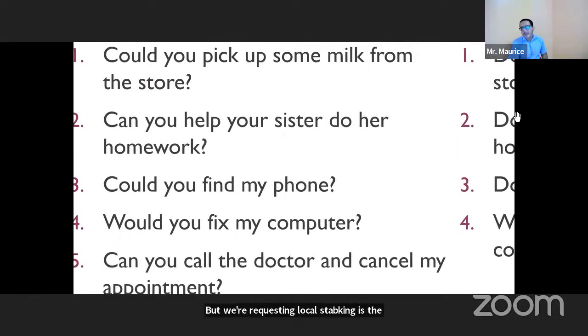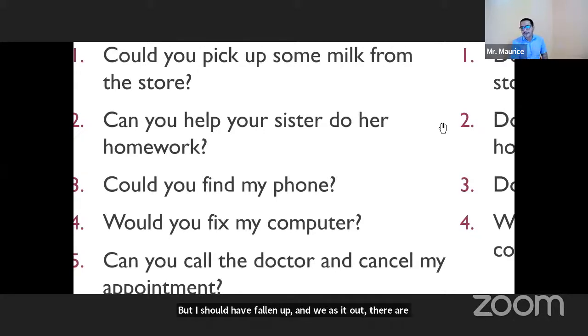Sí, usted sí puede decir, could you pick up some milk? O can you help your sister? O could you find my phone? O would you fix my computer? Sí, pero es una forma muy básica de hacer un request, de hacer un pedido.